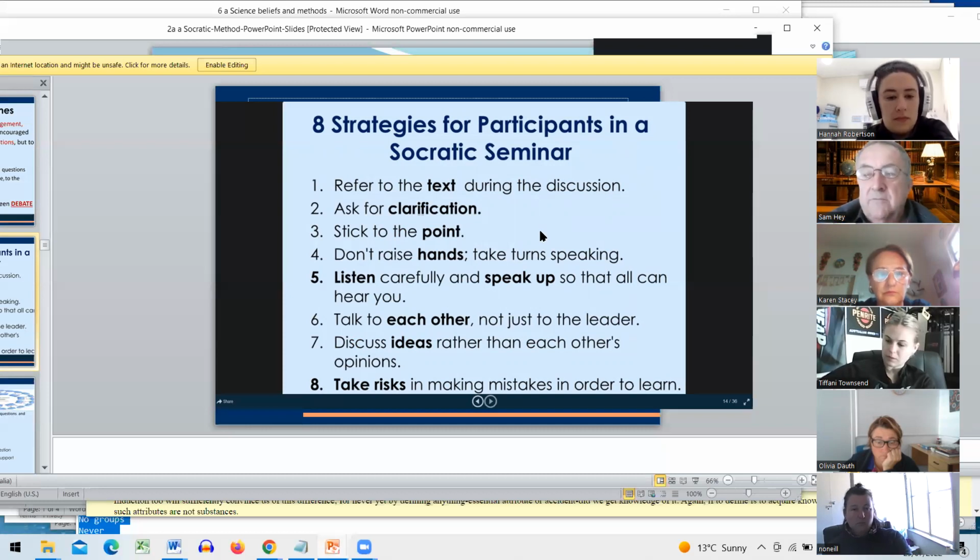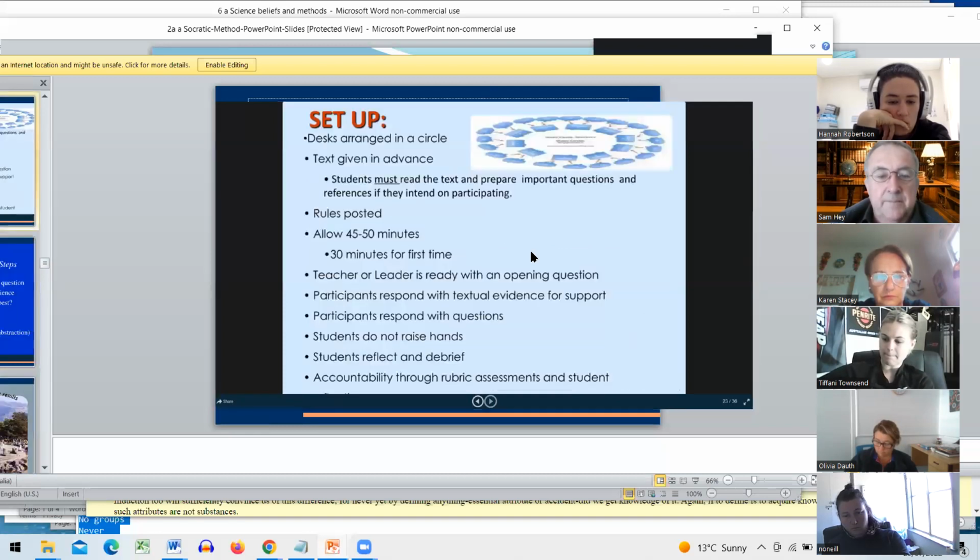One of the difficulties, if you've got 25 students and you've only got one answering, or we've got 8 students here, if we were to break into groups, then you can have a lot more discussion taking place. So even here, if we were to break into 5 groups, then 50% of you could all be talking instead of just me talking. So that would be a better approach. So I encourage you to use group work where you can. Talk to each other, not just the leader, discuss ideas, not just opinions, take risks and make mistakes.